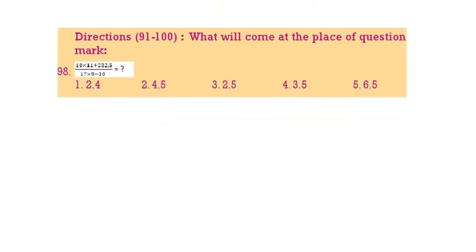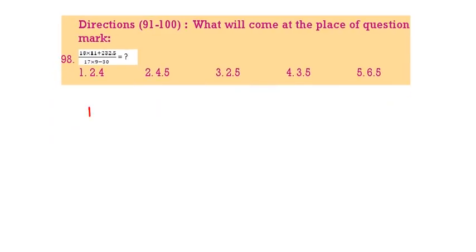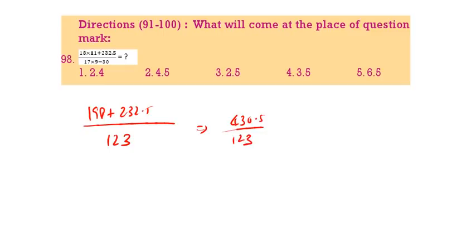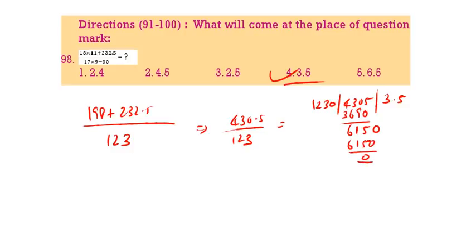98. 18 into 11, that is 198 plus 232.5 by 17 into 9. 17 into 9 is 153. 153 minus 30, that is 123. So it is equal to 430.5 by 123, or else 1230, 4305. Now first 3 times, 3690. Now 5 times, 6150. So the answer is 3.5. Next question.